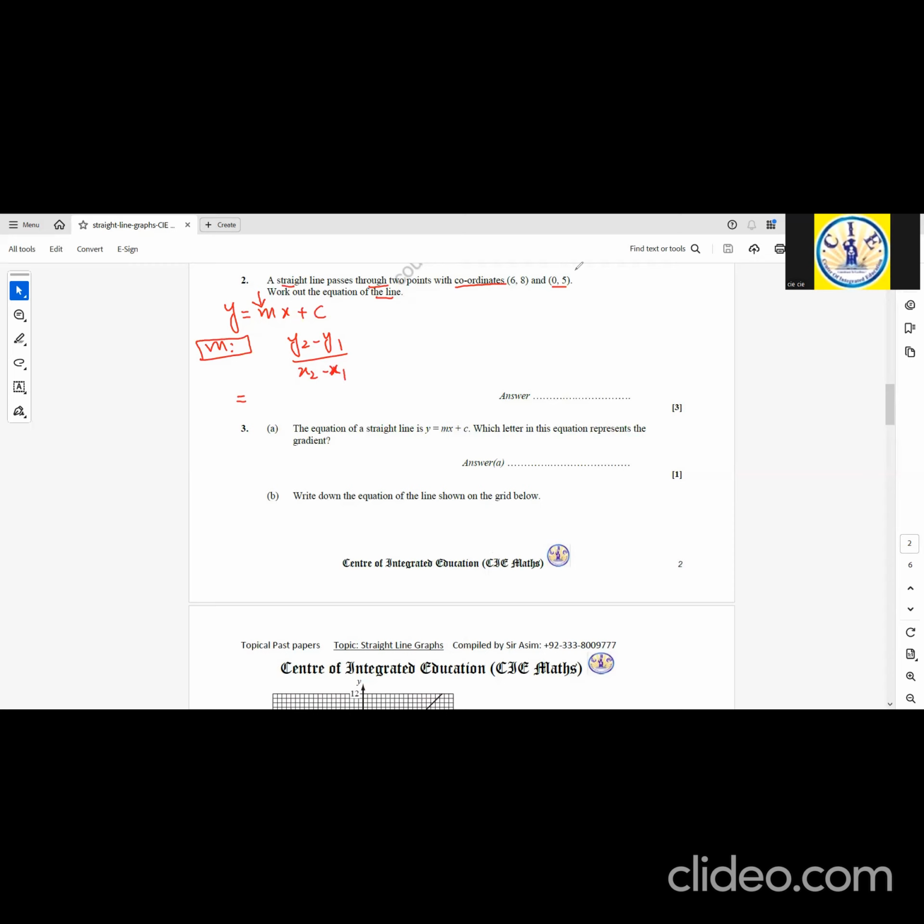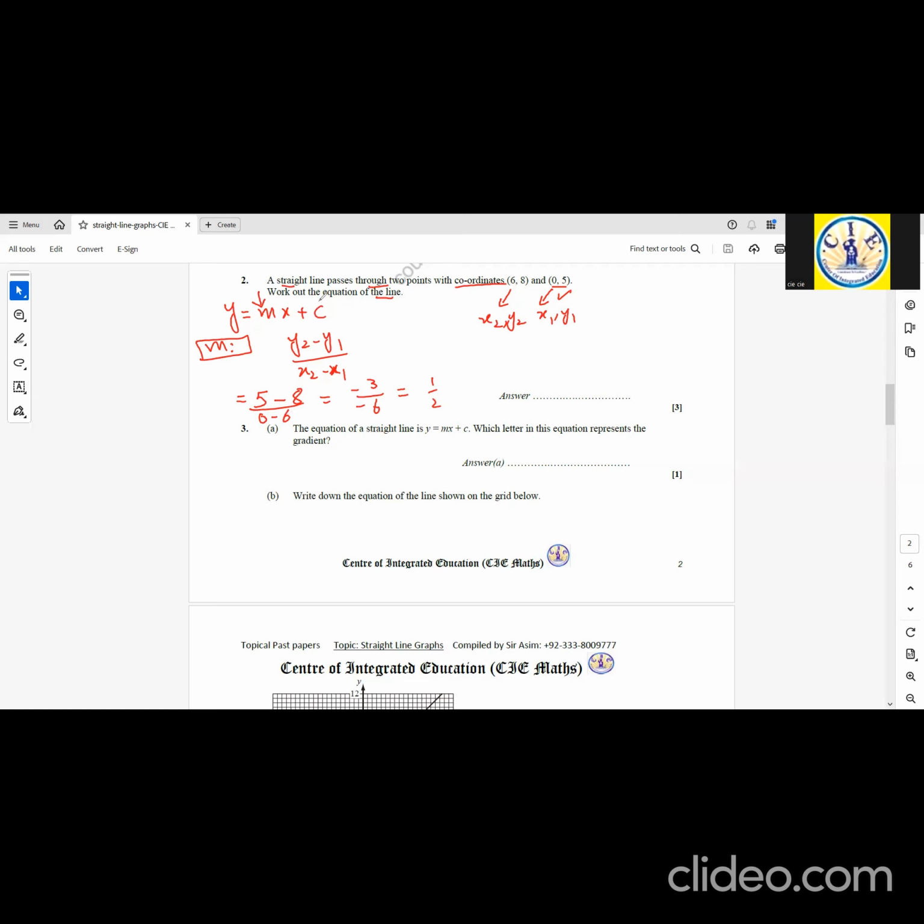Let me take this as the first point, with x being the lower one, 0, and this is the later value of x, that is 6. So this is x1, y1, and this is x2 and y2. So y1 would be 5 minus 8 divided by 0 minus 6. That will give me negative 3 divided by negative 6, which is 1 by 2.